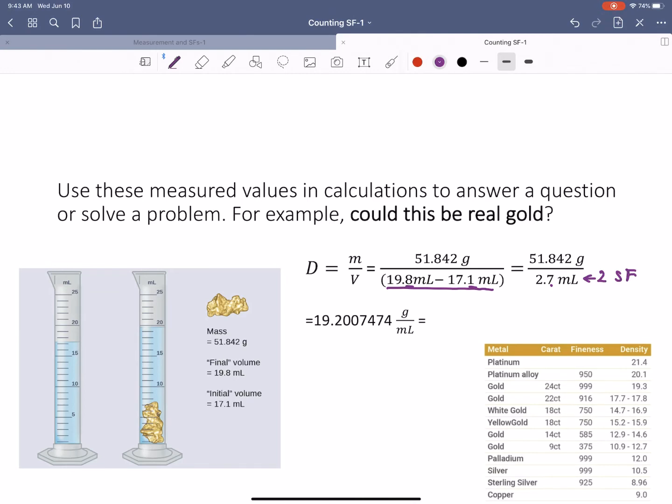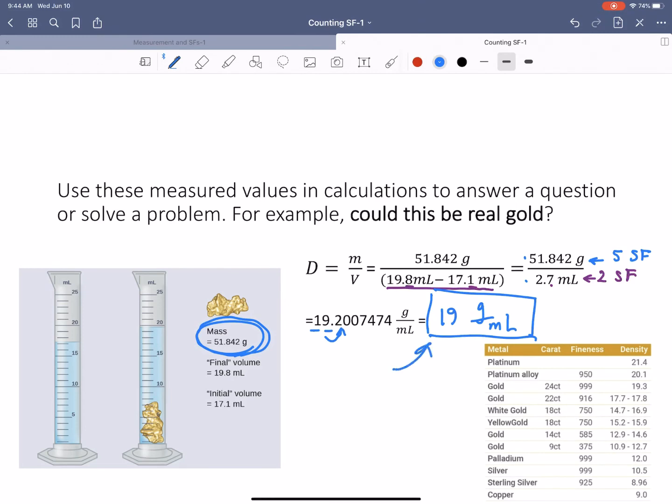And then the measurement sig figs, the multiply divide rule says choose the less precise number, which means the number with fewer sig figs. Our answer can only have 2 sig figs. Start on the left, 1, 2. Look to the right. Does that 9 stay a 9? Yes, it does. And the answer is 19 grams per milliliter. That's our reported value. We've rounded to the correct degree of precision, which is 2 sig figs.